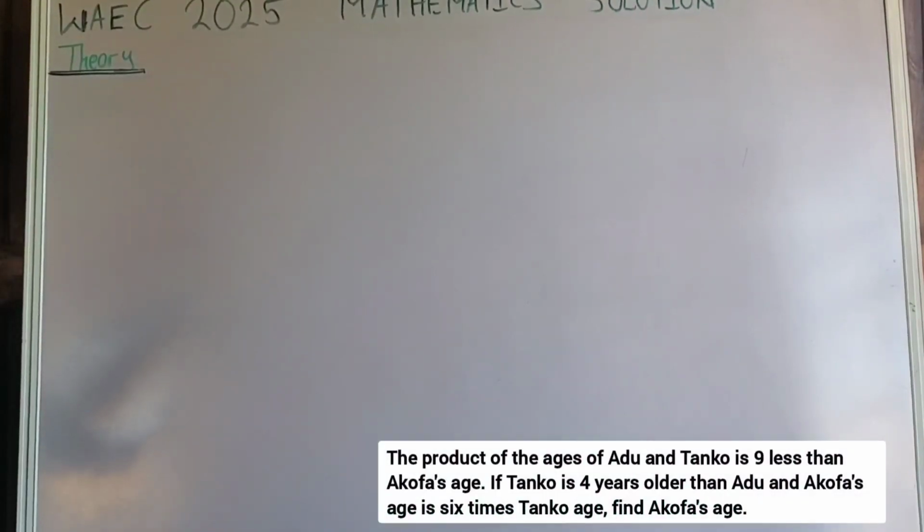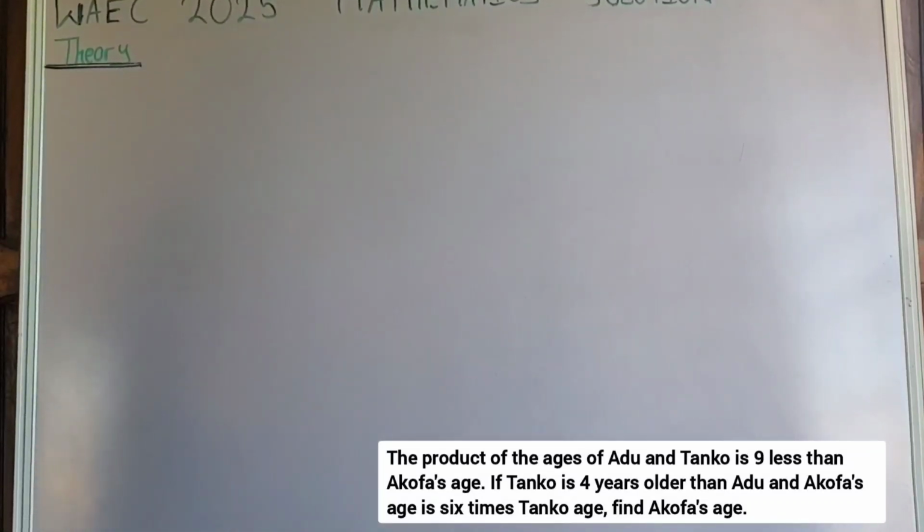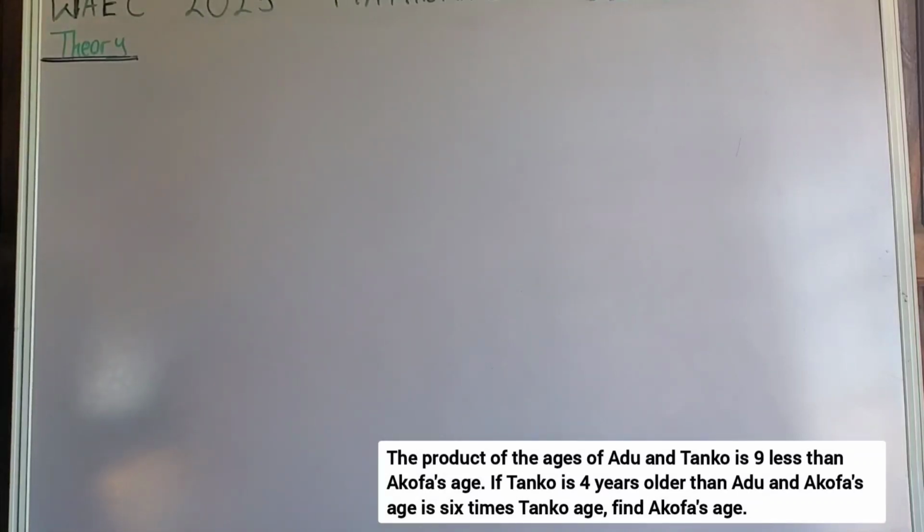The product of the ages of Adu and Tanko is 9 less than Akofa's age. If Tanko is 4 years older than Adu and Akofa's age is 6 times Tanko's age, find Akofa's age. This question is coming from a topic known as word problem. Are you getting it? The first step is that you have to interpret the question into an equation.